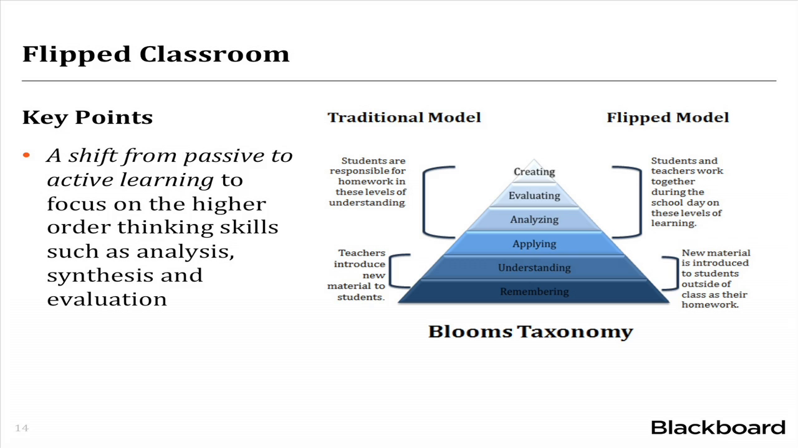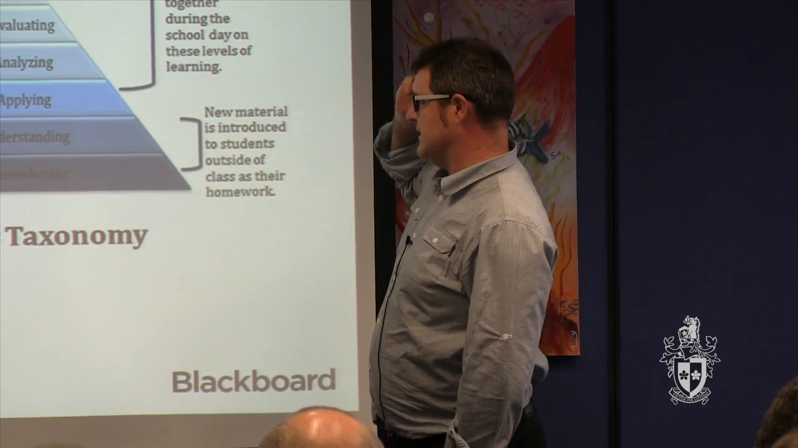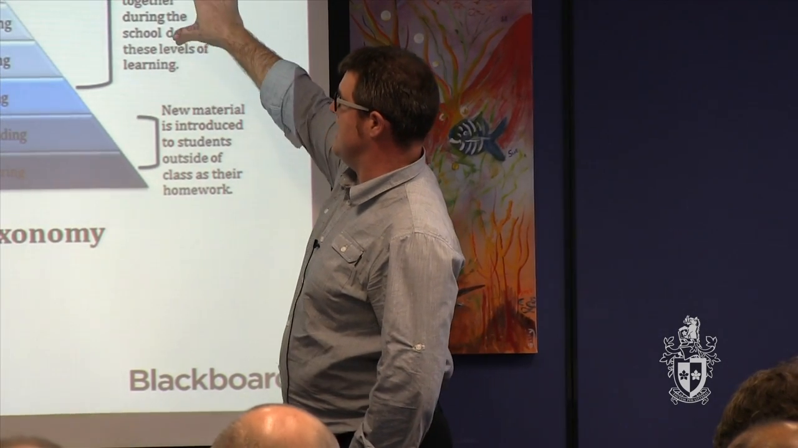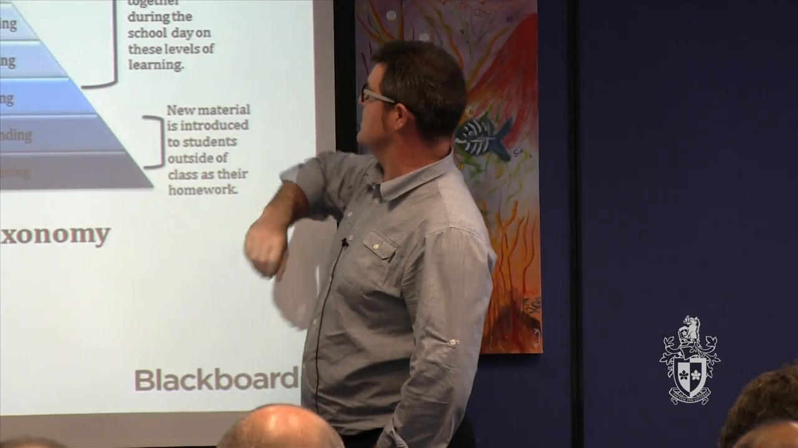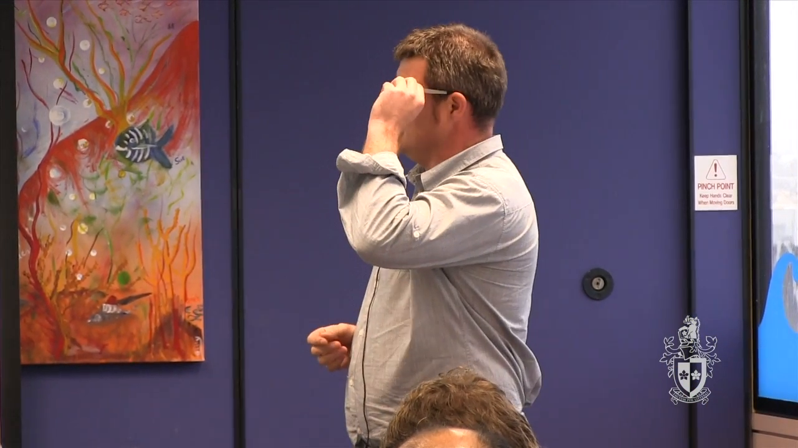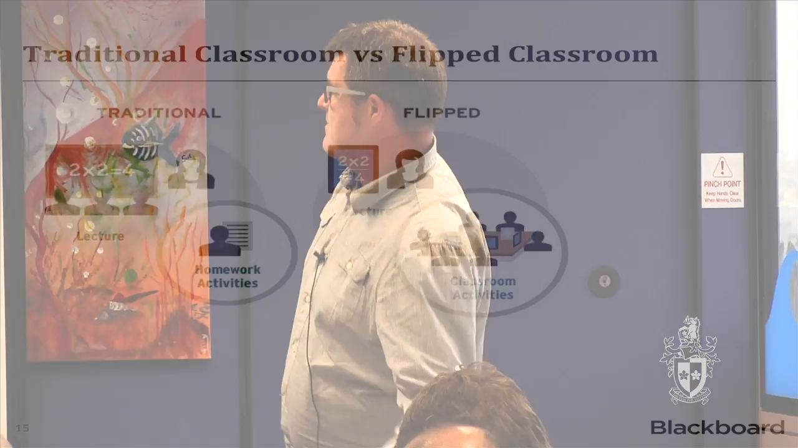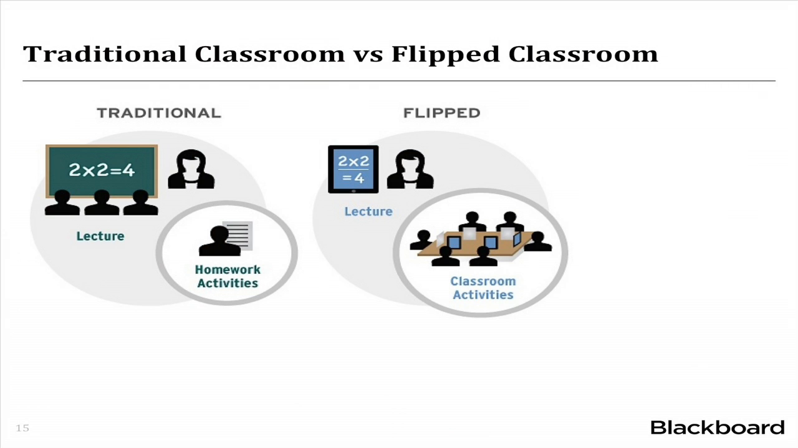So if you take the Bloom's taxonomy, which everyone's familiar with, we're actually doing more. As you can see here, that's what the traditional would be. In the flipped, it's totally different. They spend more time in that deeper learning. And that's really what we want to achieve with the flipped classroom. It's more about this active engagement. So that's what I want you to focus on now.